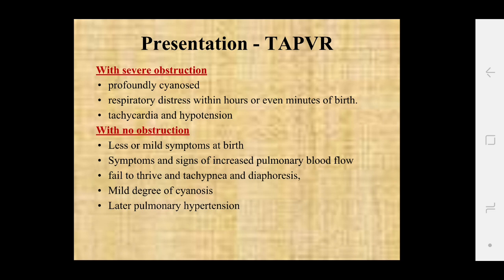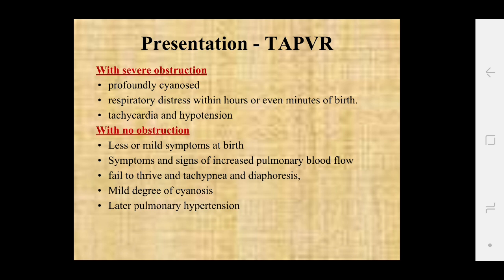The presentation of total anomalous pulmonary venous return is usually in the neonatal age. If there is severe obstruction, the patient is severely cyanotic with severe respiratory distress, even within a few minutes or within an hour after birth. There is severe tachycardia, severe hypotension due to low cardiac output, and also severe pulmonary manifestations and pulmonary edema. If there is no obstruction, the symptoms are usually less acute and mild, even at birth, sometimes unnoticed by the neonatologist. There are symptoms and signs of increased pulmonary blood flow. We said it is a left to right shunt, so you have an element of pulmonary plethora, and this makes the patient a little bit tachypneic and distressed.